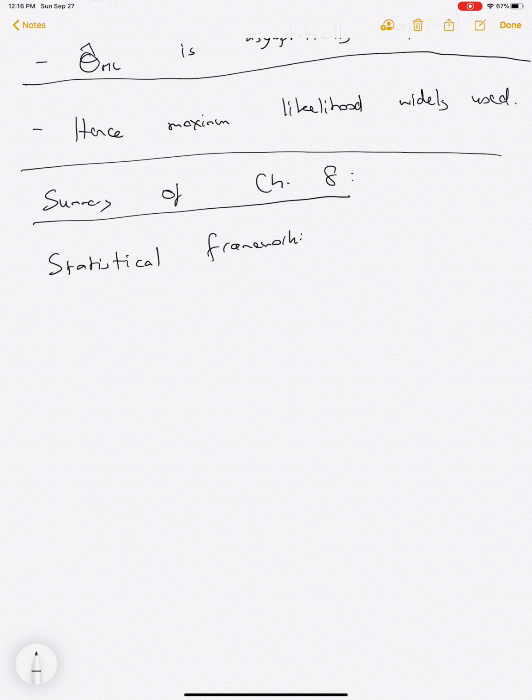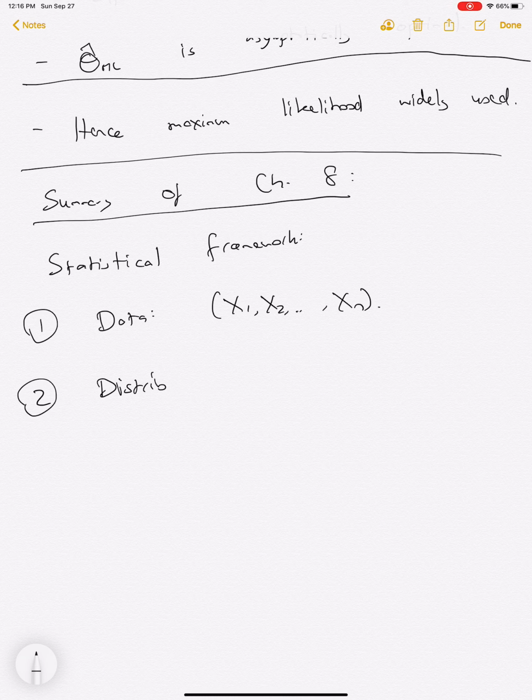The statistical framework that we have here. We have our data, x1 through to xn, which is coming from our sample, and then the distribution. The thing that chapter 8 did that chapters 6 and 7 didn't was that we were trying to have general parameters. Chapters 6 and 7 really focused on population mean and population variance, but here we're trying to be as general as possible.